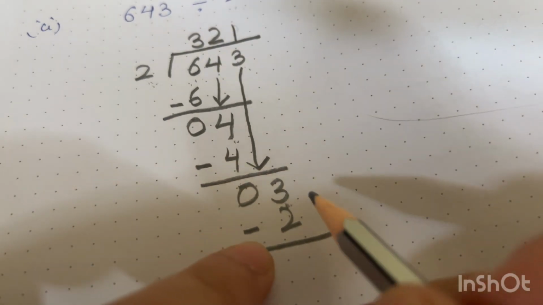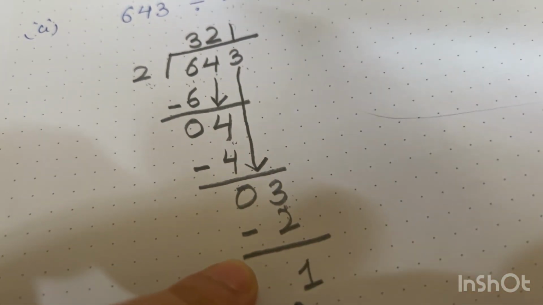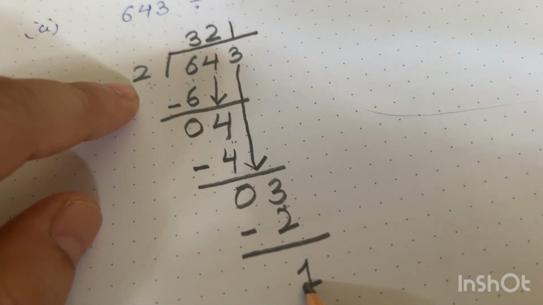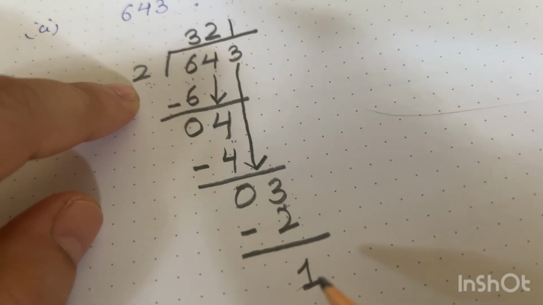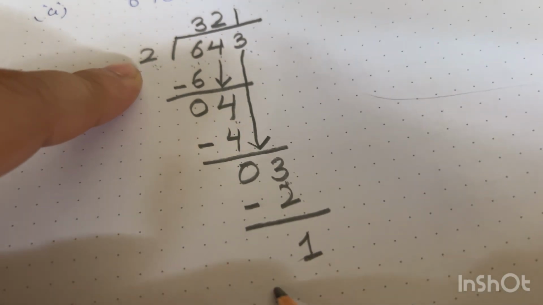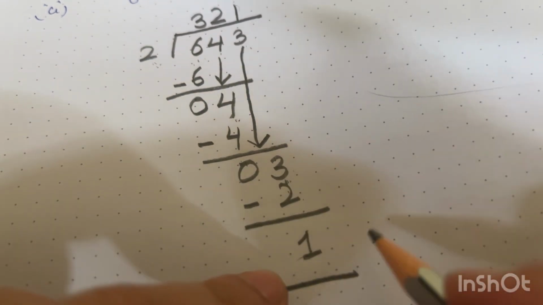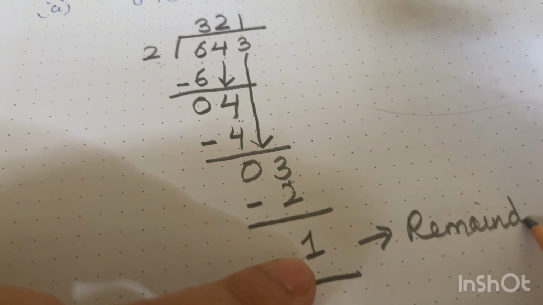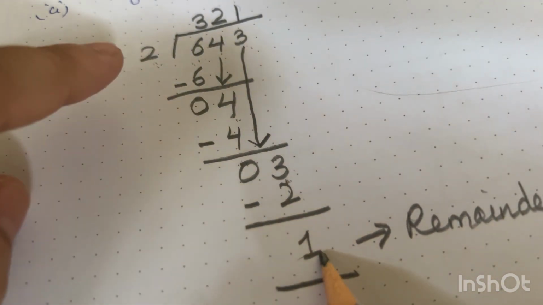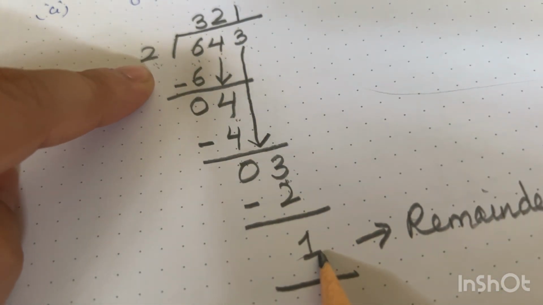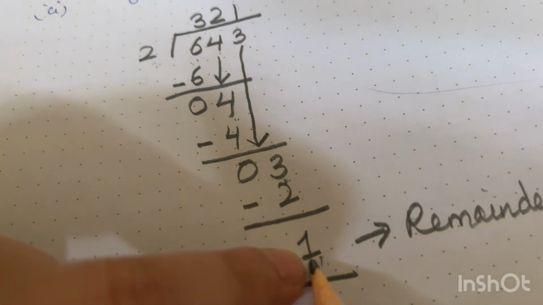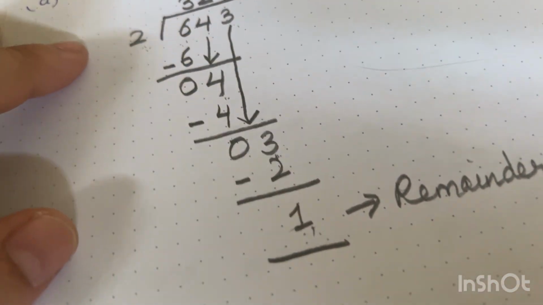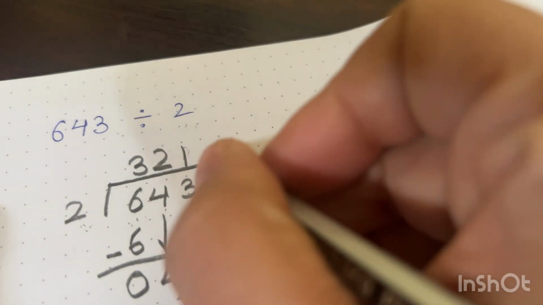Now what we will do, 3 minus 2 is 1. Now we can see 1 is smaller than 2, so we cannot divide it further. We cannot continue the process further. So we have to stop it here. When the remainder, this is the remainder, so always remember children, when the remainder is less than the divisor, I'm repeating, when the remainder is less than the divisor, we have to stop the process. Now this is our remainder and this is our quotient.